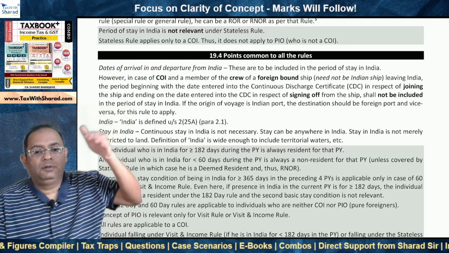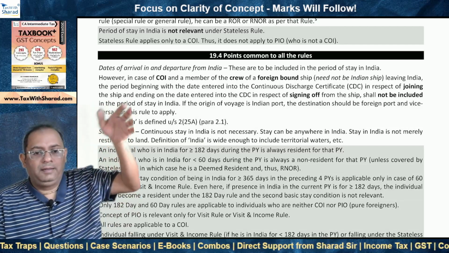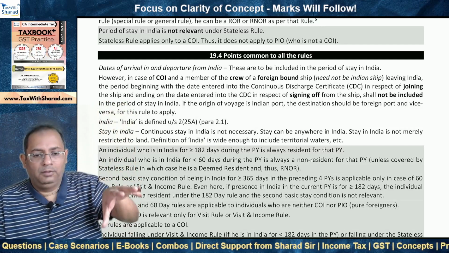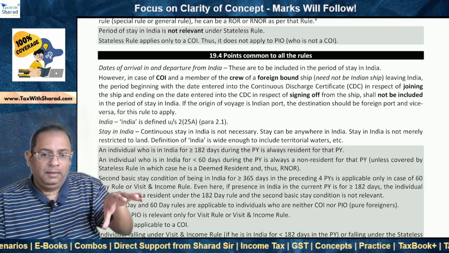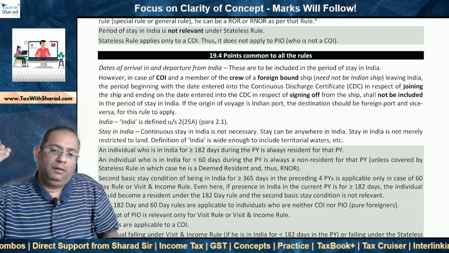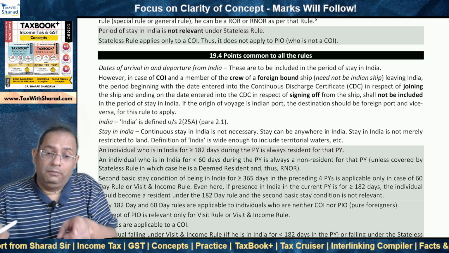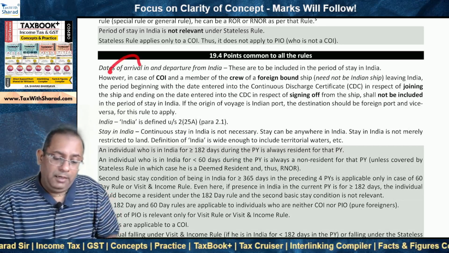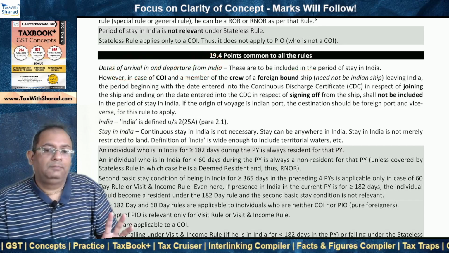So a person comes from the US to India, and his flight lands in India on 1st of November. So 1st of November will be included as one day. And say the person is departing from, say, Mumbai to Washington, and the flight departs on 1st of November. So 1st of November will be included. So date of arrival in India and date of departure from India will be included.